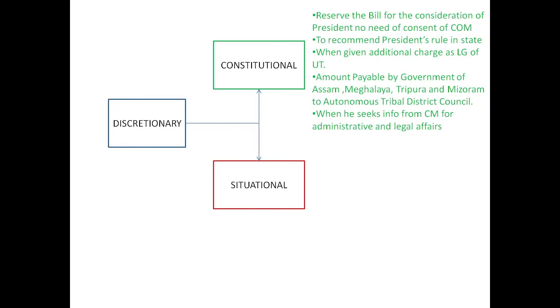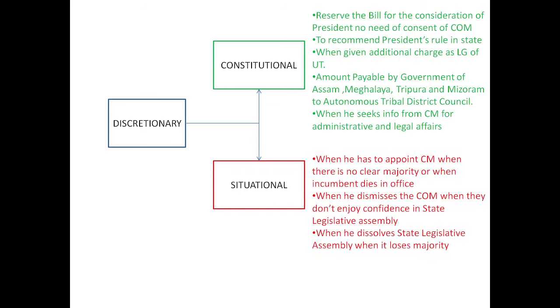So the constitutional powers are: he can reserve a bill for the consideration of the President, or he can recommend President's rule in the state, or when given an additional charge as Lieutenant Governor of a union territory. As you have seen, the Lieutenant Governor of Puducherry is also the Governor of Telangana. The amount payable by the government of Assam, Meghalaya, Tripura, and Mizoram to the autonomous tribal district councils can be decided by the Governor, or when he seeks information from the CM for administrative and legal affairs. So what are the situational powers?